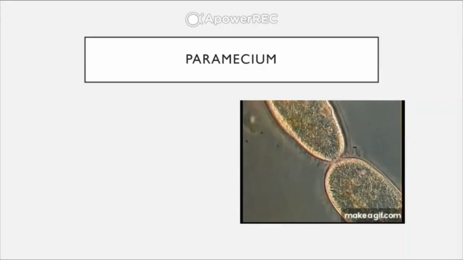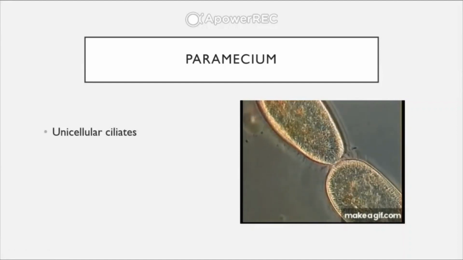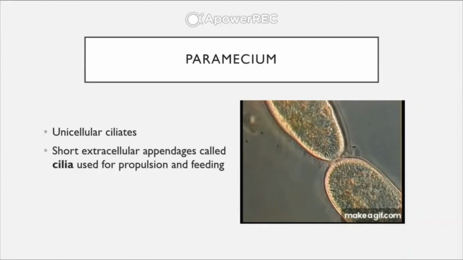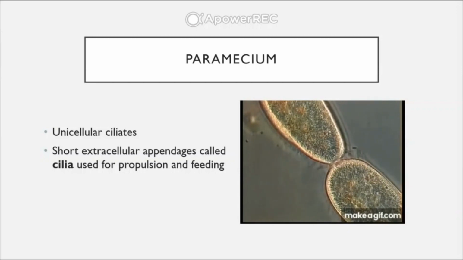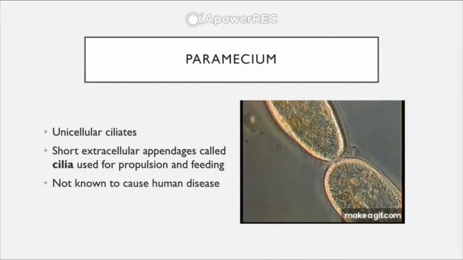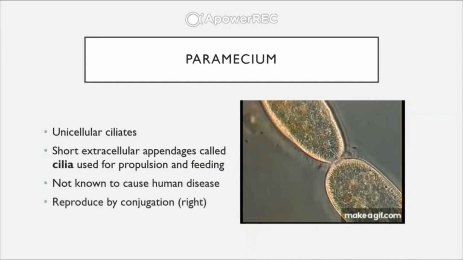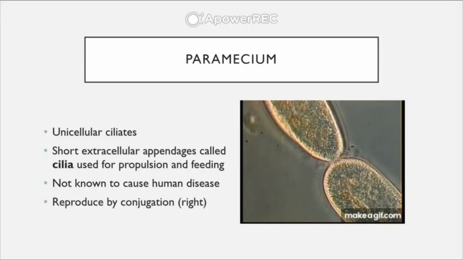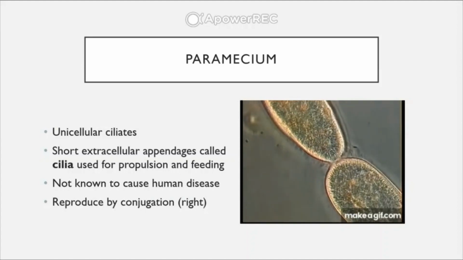Now next we have the paramecium. The paramecium are called unicellular ciliates, and they have short extracellular appendages called cilia, which are used for propulsion and feeding. None of the paramecium are known to cause human disease, and they can reproduce through a process called conjugation, where two cells attach to each other and haploid nuclei from the two cells merge and multiply to give each cell a new genome.